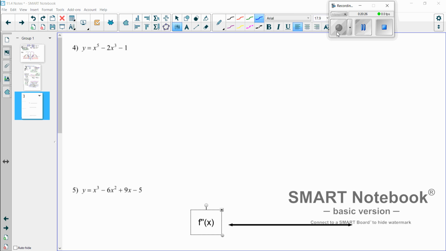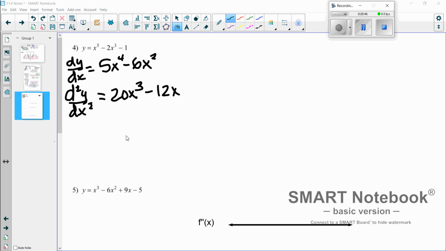Okay, definitely try this one on your own. Pause if you can do it. Let's go straight into the second derivative, just like we've done in these last 3. Keeping in mind our notation, right? It's y equals, so we're going to write d squared y over dx squared. And there's our second derivative.